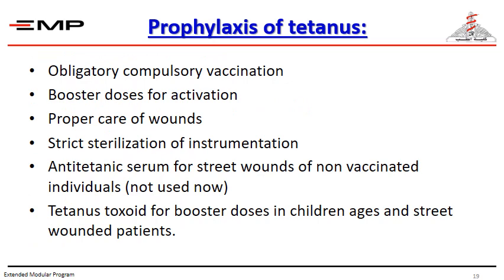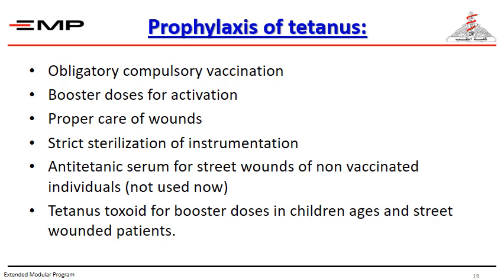It's most important to know how to prevent tetanus in a wounded patient. Vaccination is obligatory and compulsory. Now, all children are given immunization against tetanus. A booster dose of the vaccine should be given. Whenever there are wounds in contaminated areas, there should be proper care of the wounds. Strict sterilization of instruments is important to avoid transmission of infection through contaminated instruments.